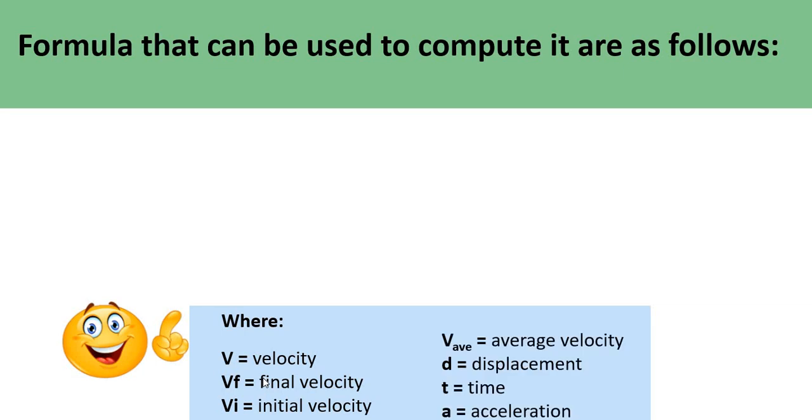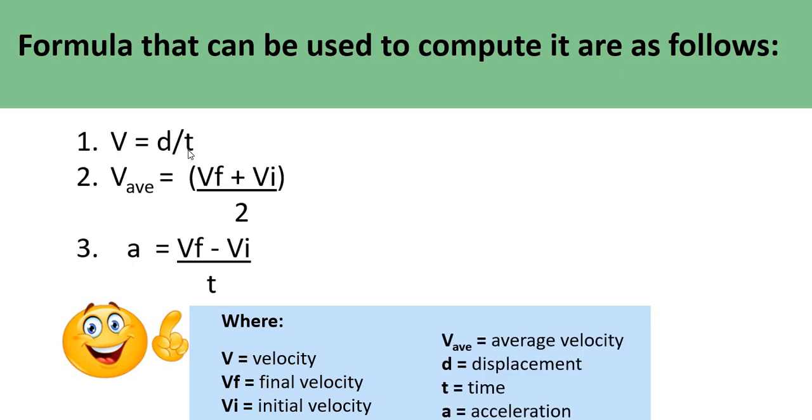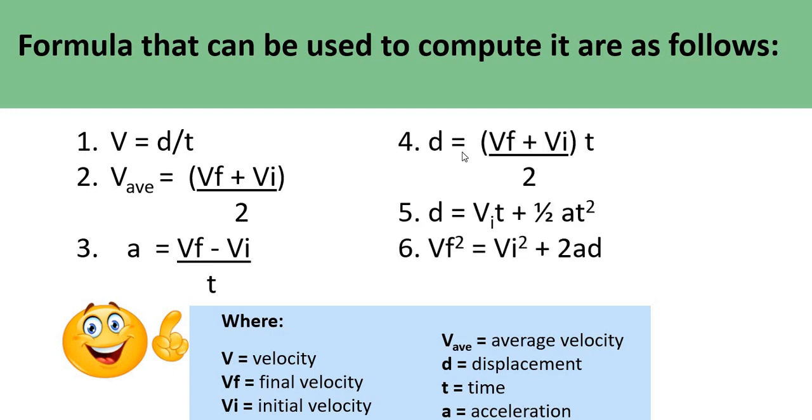Number 1, v or velocity, is equal to distance or d, divided by t or time. Second, average velocity is equal to final velocity, or vf, plus initial velocity, or vi, divided by 2. Third, acceleration is equal to final velocity, or vf, minus initial velocity, or vi, divided by time. Fourth, distance or displacement, or d, is equal to final velocity, or vf, plus initial velocity, divided by 2 times time or t.